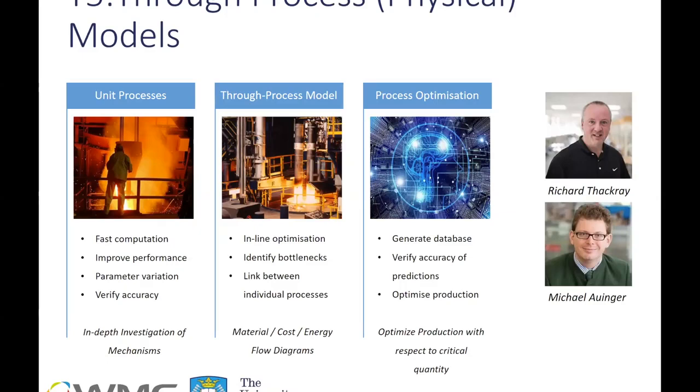So both Richard Thackeray and Michael Howing are looking at methods for picking out the key variables within each of the processes that we're looking at, and then using things like machine learning and AI to assist with some of the variability. So it's about fast computation to improve performance and to verify the accuracy. The through process models are for inline optimization, identification of bottlenecks, and to link between individual processes. And then the process optimization side is looking at generating databases, verifying the accuracy of the predictions, and optimizing the production of the plants.